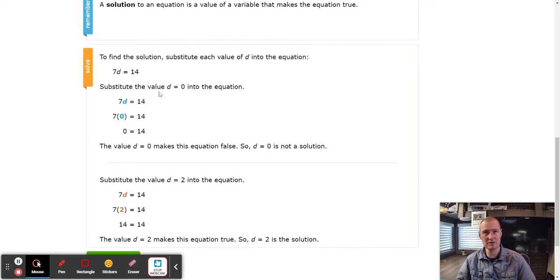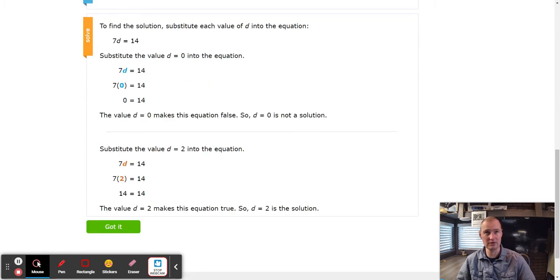So for an example, if we substitute the value of D, which is equal to 0 for the first one, 7 times 0 equals 14. And the problem is 7 times 0 is 0, and 0 does not equal 14. So the first one where D was equal to 0 doesn't work. Now, if we plug in the value of D equals 2 in the equation 7D equals 14, 7 times 2 is 14. And therefore, the value of 2 works.